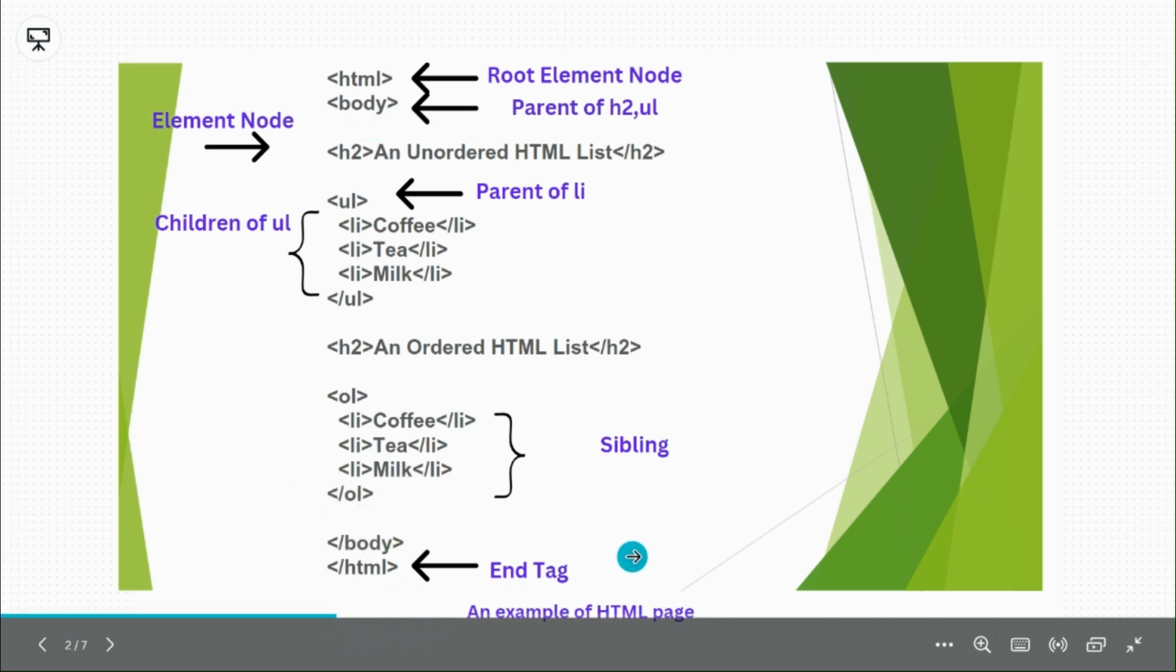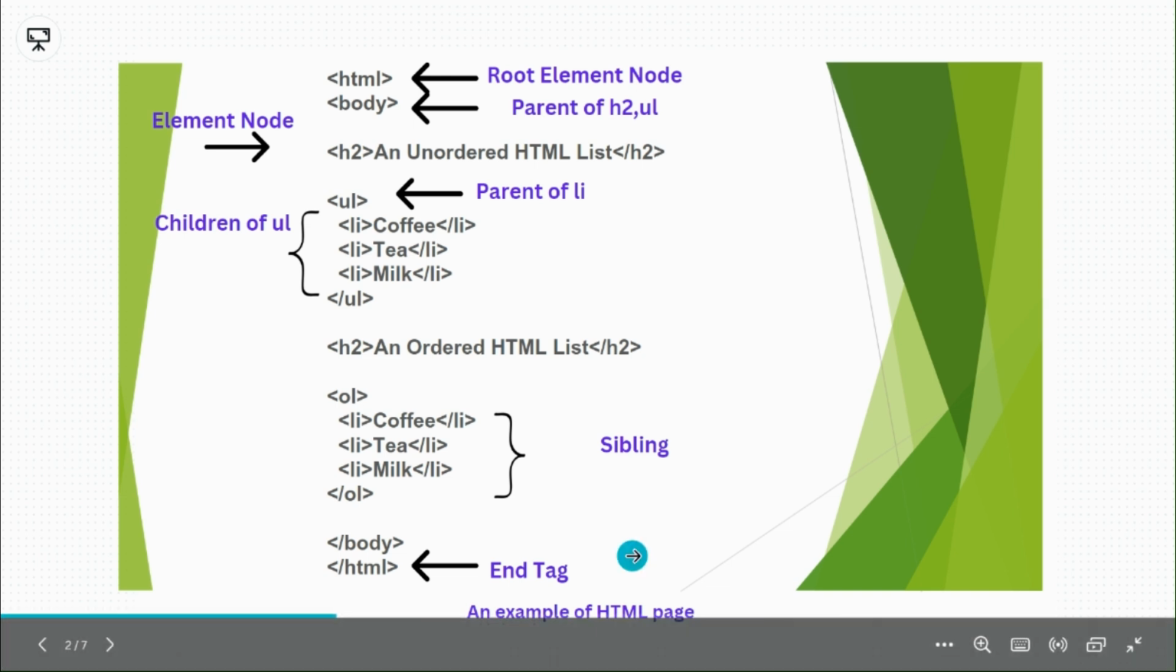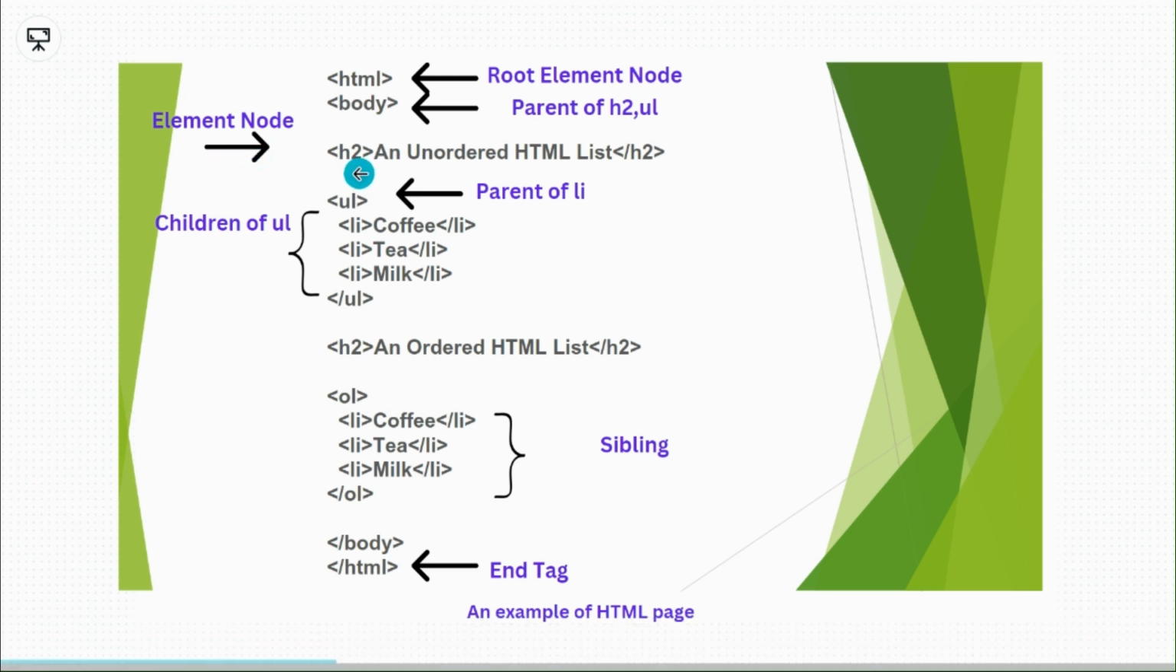So in HTML, for each and every element there should be a closing tag. It is mandatory. So it is starting, and it is closing. Now what is this h2? This h2 is another element, an element node, and whatever text we see between this opening tag and this closing tag is the content of this element.